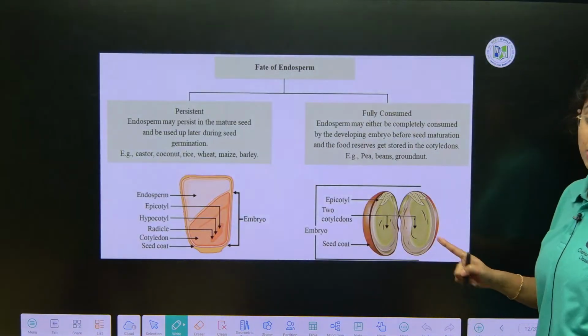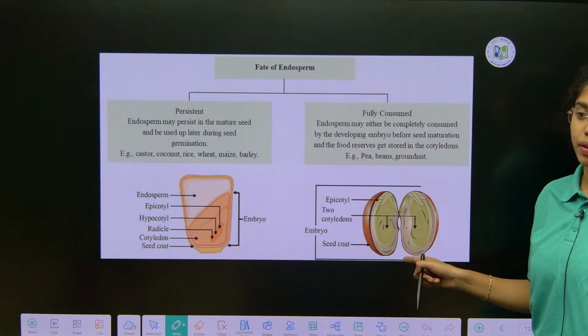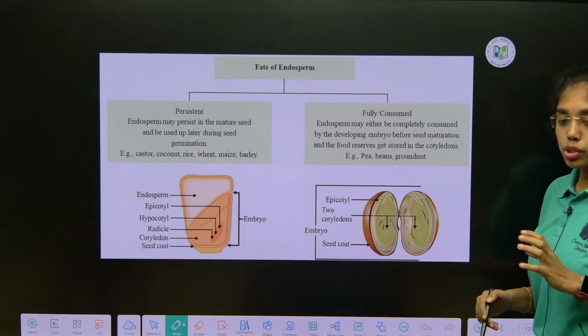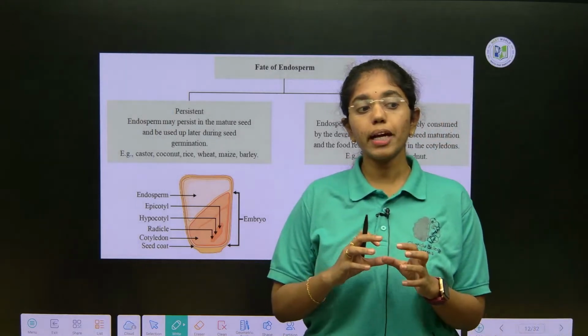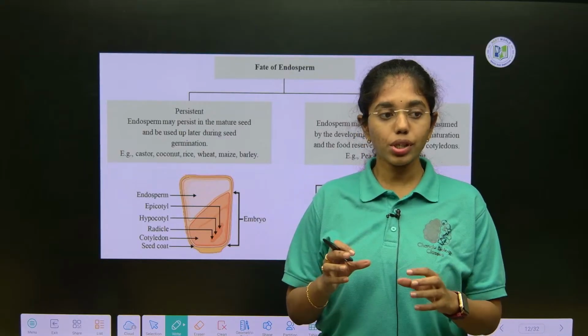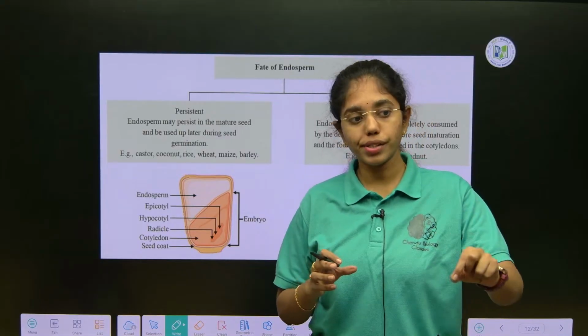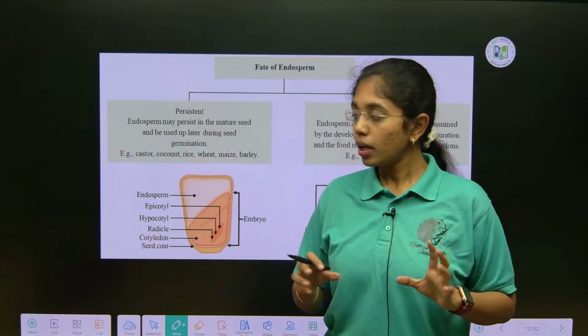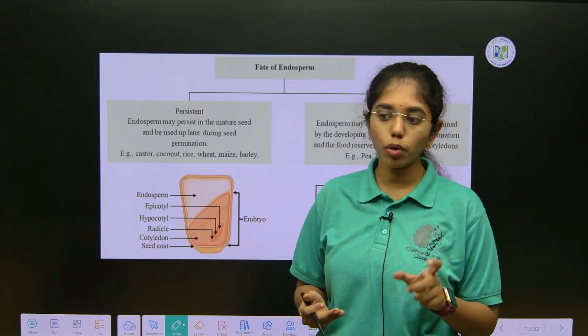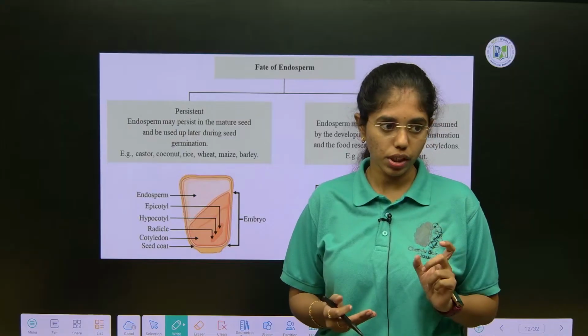After this we will be solving the PYQs also, NEET PYQs, so be attentive. Fate of endosperm. In a few seeds, endosperm will not be completely consumed by embryo development. In a few seeds, endosperm is still persistent in the seed. Such seeds you will see mostly monocotyledonous seeds. Mostly monocotyledonous seeds are endospermic seeds.